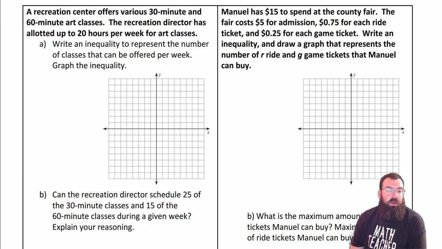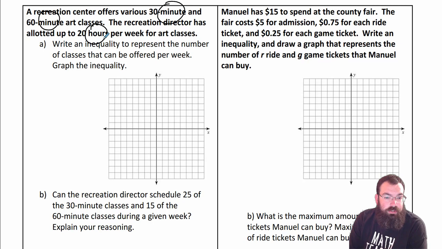All right. A recreation center offers various 30-minute and 60-minute art classes. The recreation director has allotted up to 20 hours per week for art classes, 20 hours per week. Okay, so they have two different units. So we have minutes and hours. So I'm going to convert the minutes into hours. So this is really a half of an hour, and this is really 1 hour. Okay, hopefully you can see that.